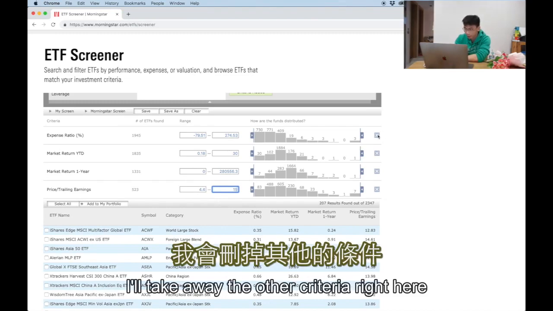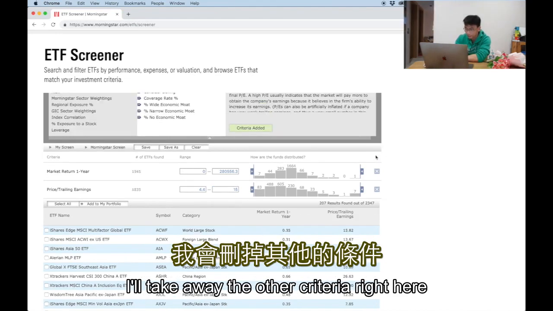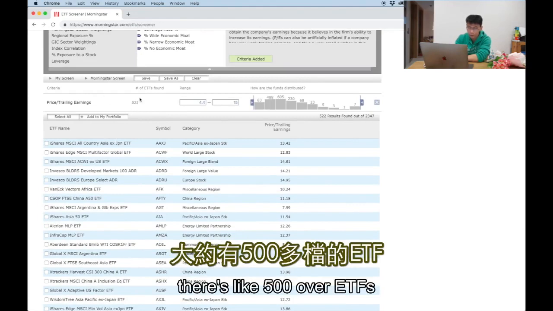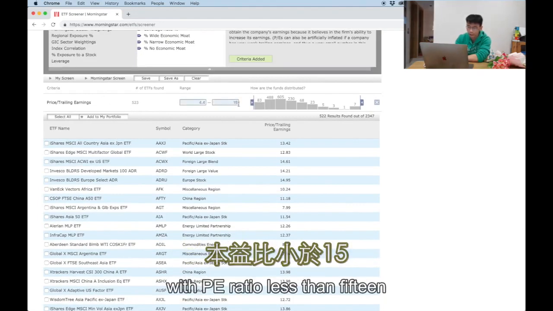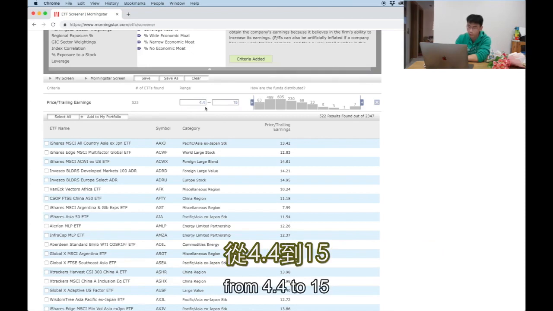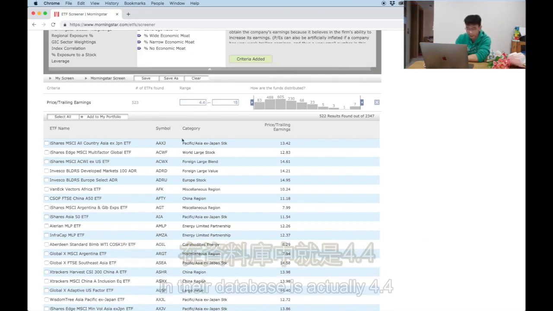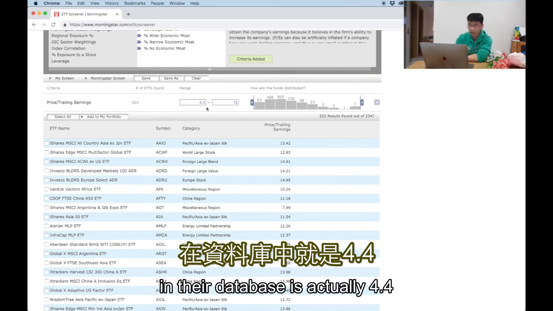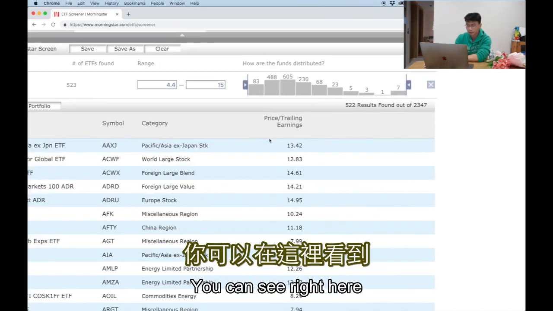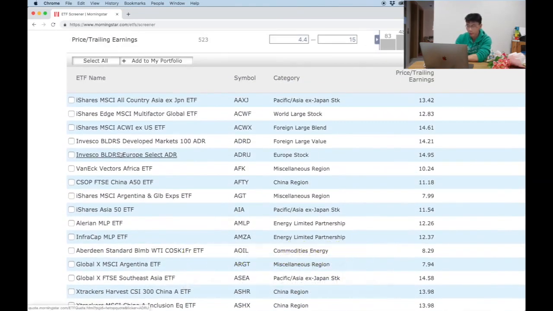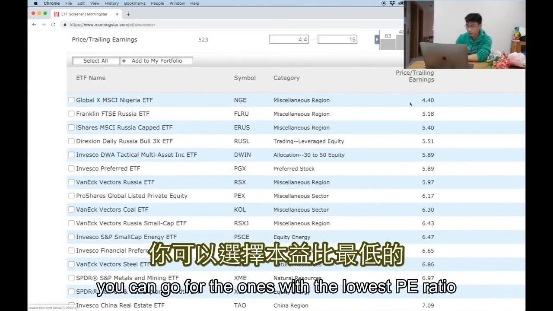At the same time, I'll take away the other criteria right here. And that's where you can see there are like 500 over ETFs with PE ratio less than 15. You can see that they have given a range from 4.4 to 15 because very likely the lowest PE ratio they can find in their database is actually 4.4. You can see right here, these are the number of ETFs that you can search here, and with a one click of a button, you can go for the ones with the lowest PE ratio.